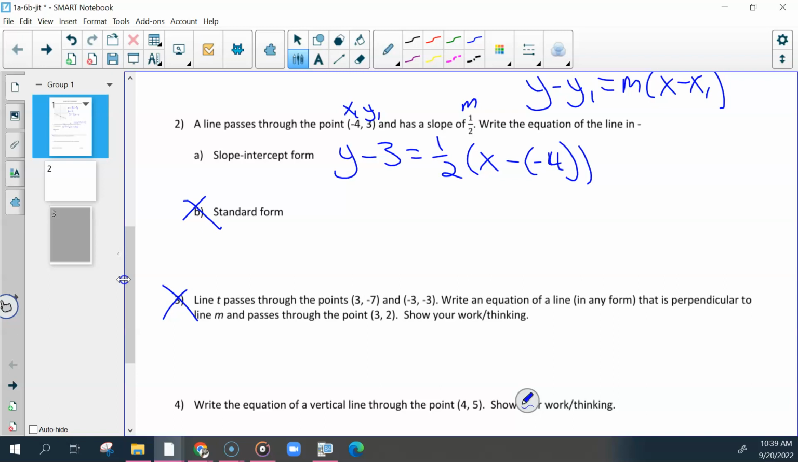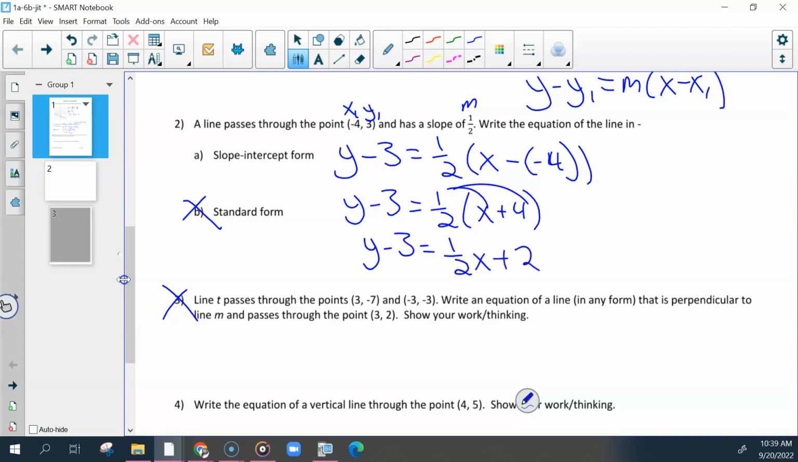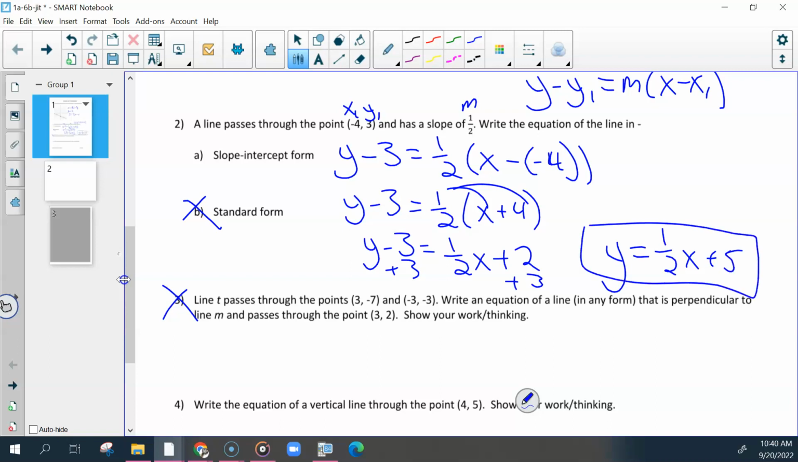But if you have something like this, just like if we had a negative over here, we would have to make this plus before we distribute. Because if we start distributing while that's still a negative, you may end up with the wrong thing. So now that this is plus, we can distribute. And then get y by itself by moving the 3 over. So our final equation is y equals 1/2 x plus 5. So if you got that, good job. Give yourself a pat on the back.